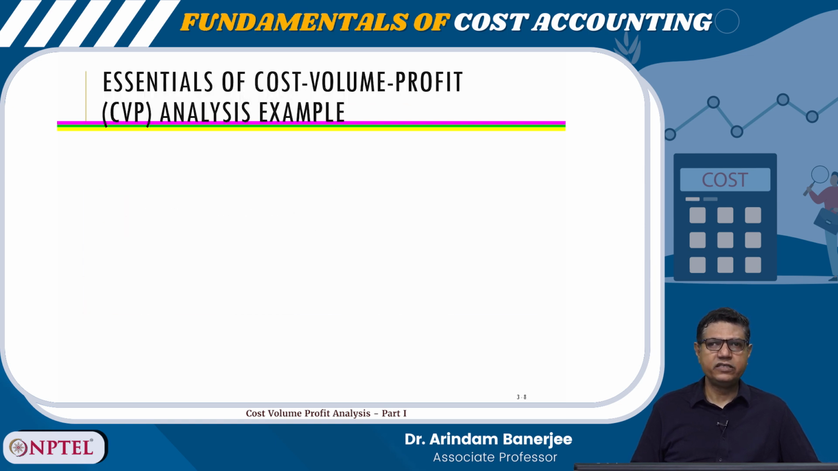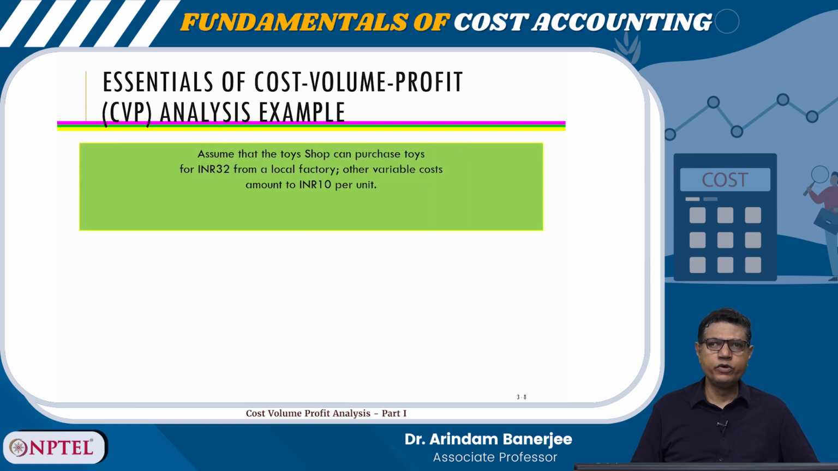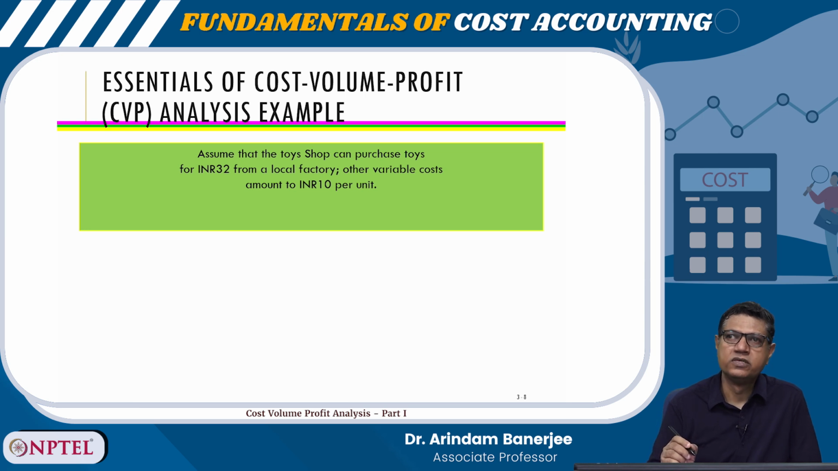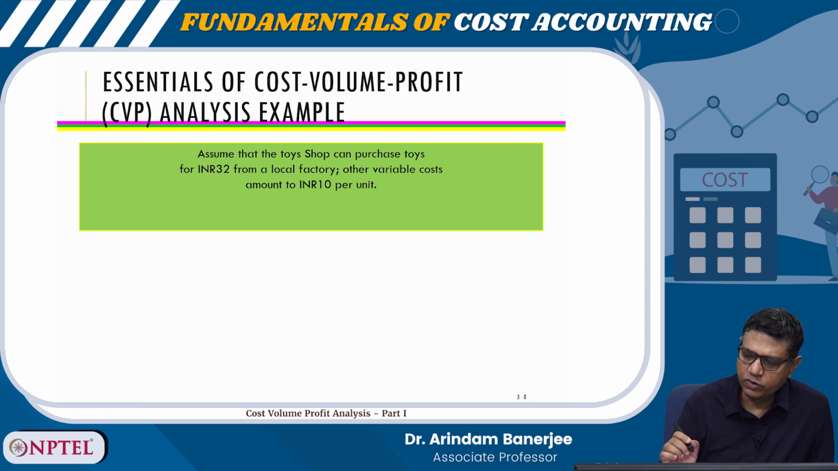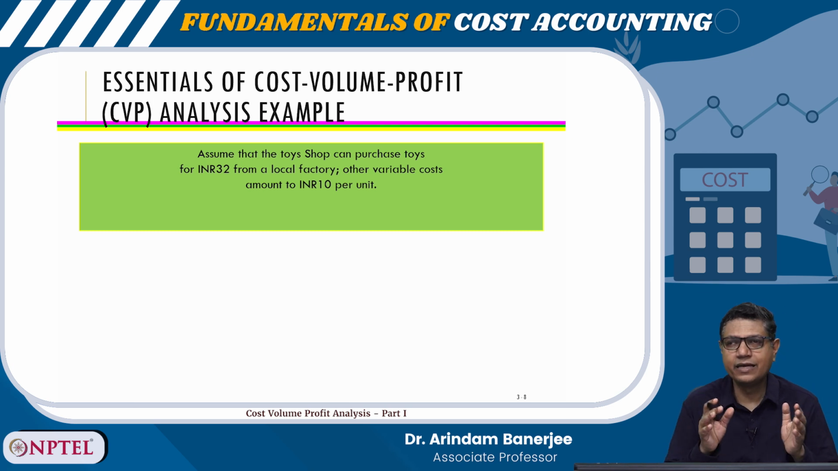So, what are the features of CVP? We can understand it with an example, but before that let's put it in an equation form. We can write it like this. As I said, I can segregate the cost into fundamentally two parts. One is the fixed cost, the other one is the variable cost.